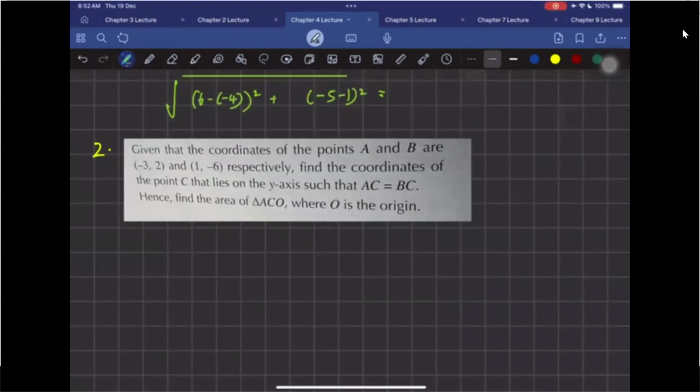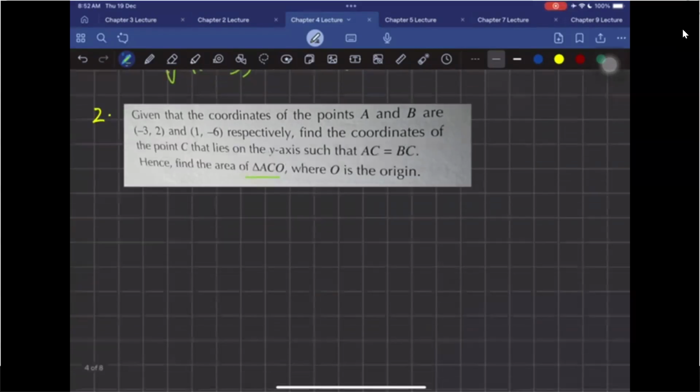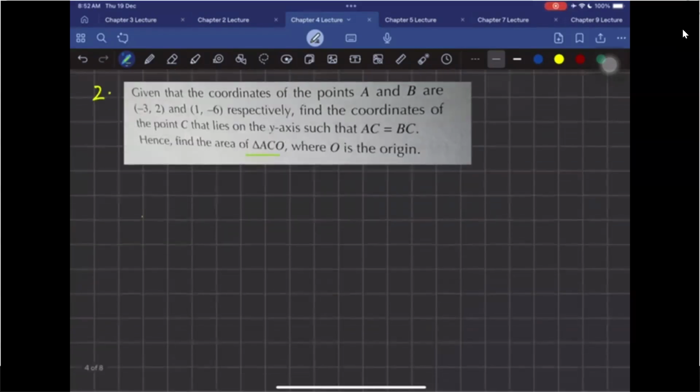Okay, so this is slightly going to the application-based part of the question already. So, you're told to find the area of the triangle. Okay, so for this kind of question, I would prefer to draw it so that it's easier for me to see. Okay, so let's draw it out.